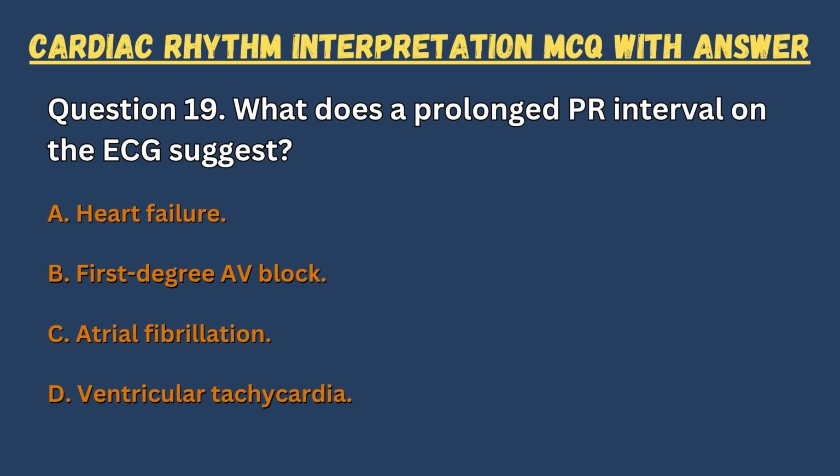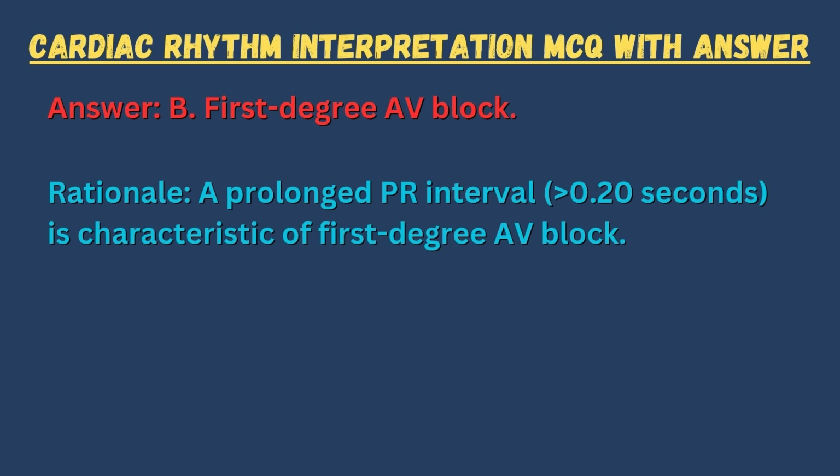Question 19. What does a prolonged PR interval on the ECG suggest? A. Heart failure. B. First-degree AV block. C. Atrial fibrillation. D. Ventricular tachycardia. Answer. B. First-degree AV block. Rationale. A prolonged PR interval, greater than 0.20 seconds, is characteristic of first-degree AV block.